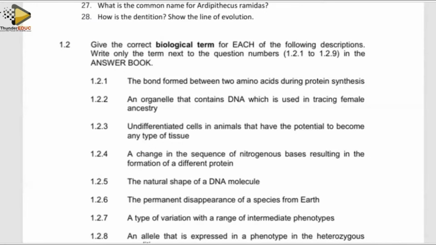The first question: the bond that forms between the amino acids during protein synthesis. How do you call that bond? So we call that bond peptide.